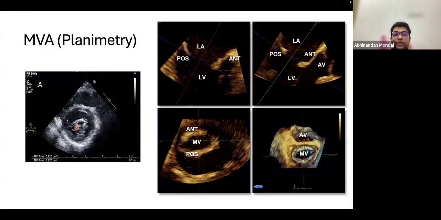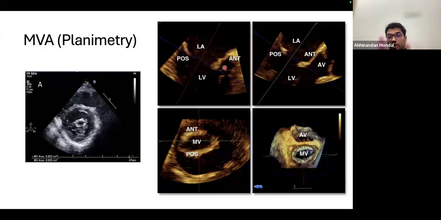So right now the gold standard is your 3D planimetry, which is being done by multiplanar reconstruction. So this is a multiplanar reconstruction. You can see over there, this is your LA, LV, and you can just rotate this image, and it is a framed image. I'll be discussing more on this when I will be taking your 3D classes. So in your multiplanar reconstruction, you actually can rotate, and you can crop the image accordingly from your entire 3D data set.